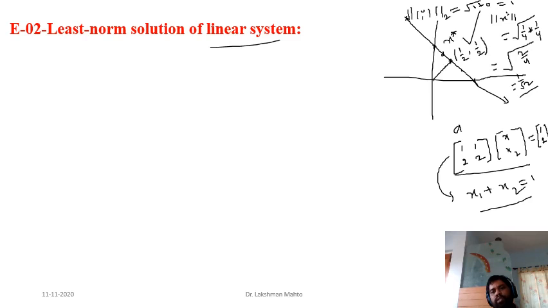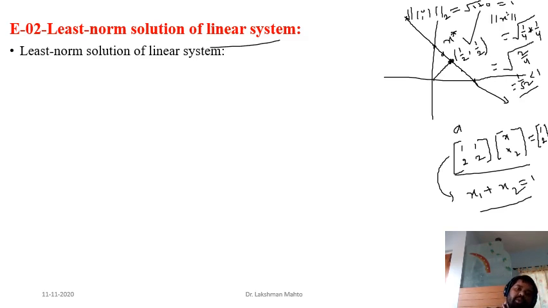The norm of this solution 1 0 is also 1. So which one has the least norm? Definitely the point 1 by 2, 1 by 2, whose value is 1 by root 2. 1 by root 2 is always less than 1. So that's where you get a solution of this system which is unique and has the least norm. So that is the optimization problem, and this problem we will try to solve.